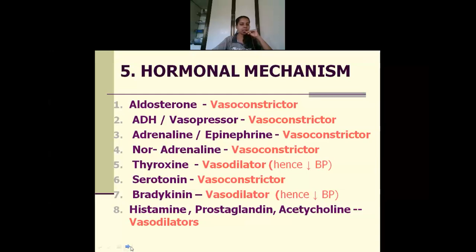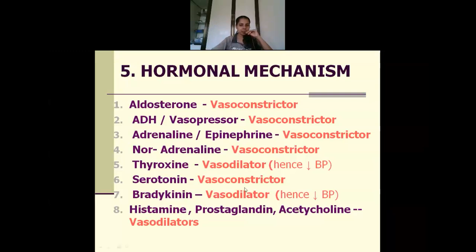Next we will see the different hormones, how they have effect on the blood pressure. Just remember these. So many hormones are there. Aldosterone is a vasoconstrictor. Vasoconstrictor means it will increase BP. Next we have ADH or vasopressin, that is also a vasoconstrictor, it is going to increase your blood pressure. Next we have adrenaline, noradrenaline, that is epinephrine and norepinephrine, both are vasoconstrictors, that will also increase the BP. Next we have thyroxine. Thyroxine is a vasodilator, it dilates. Because of that there is relaxation, there is decrease in the BP.